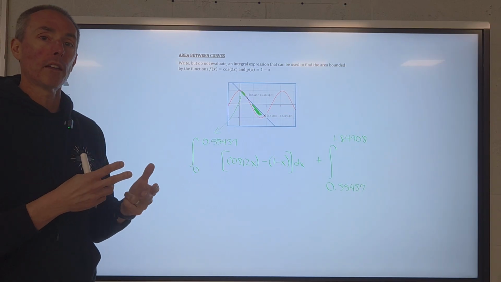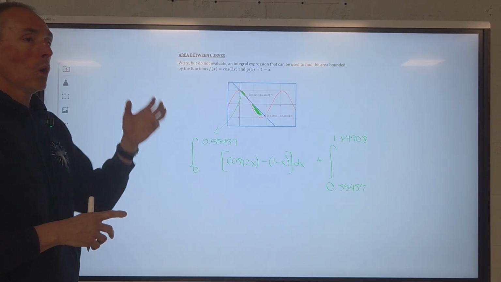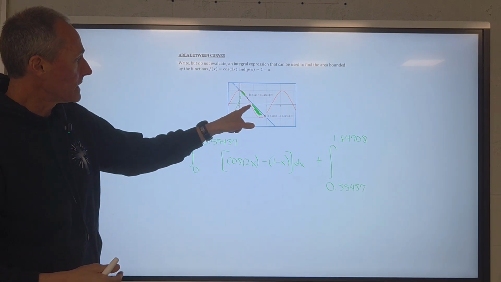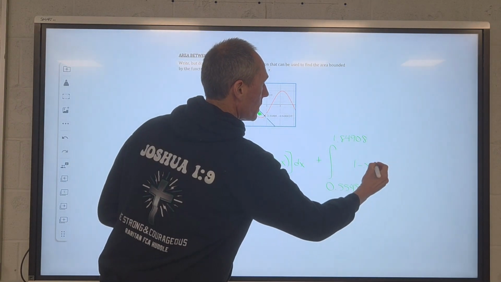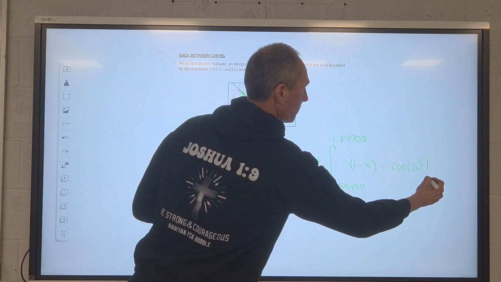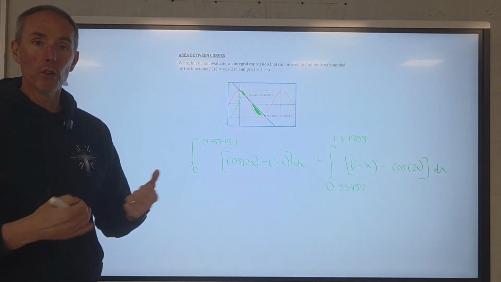Take a look, the two most important things when we do area are, number one, where do the curves intersect, and number two, which curve is the top curve and which one is the bottom curve. I can see the switch here now. I see the line is the top curve, so that has to go first, and cosine 2x has to go second. And so there you go. That would be how I get the area of those two regions combined.